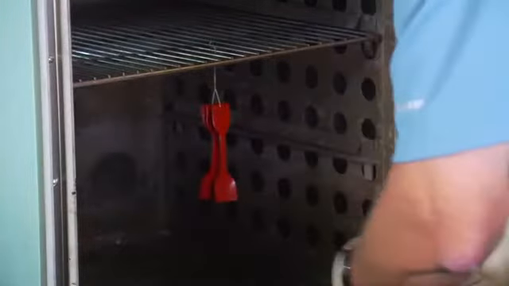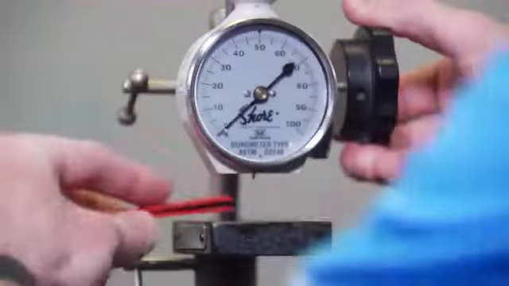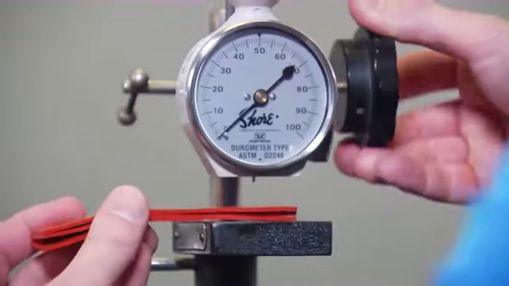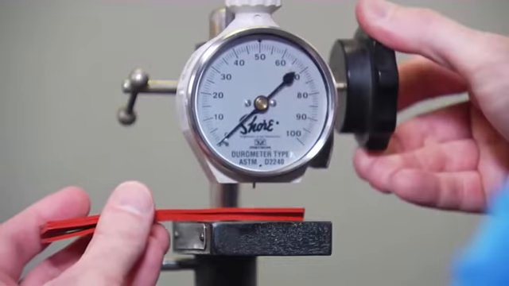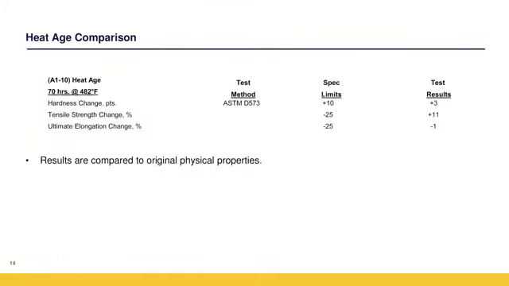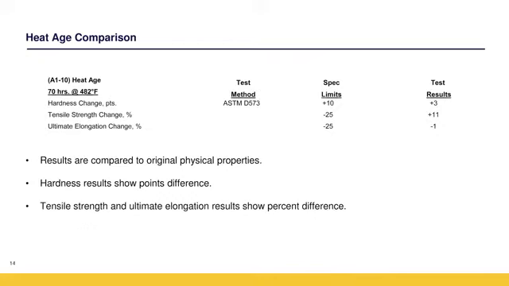After heat aging, when the samples come out of the oven and are cooled, the physical properties such as hardness, tensile strength, and ultimate elongation are measured. The values are compared to the original physical properties and reported as the amount of change. The change in Shore A hardness is listed as the points difference, while the tensile strength and ultimate elongation are reported as the percentage of change.